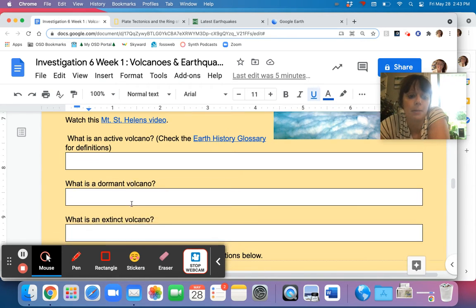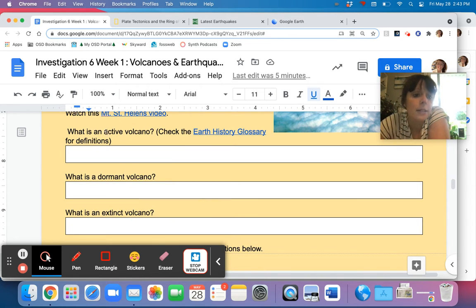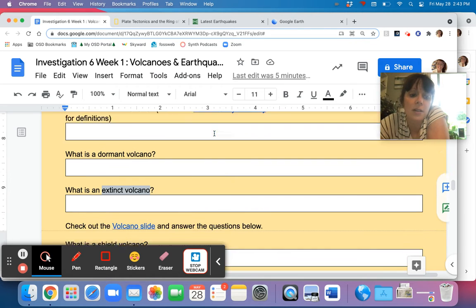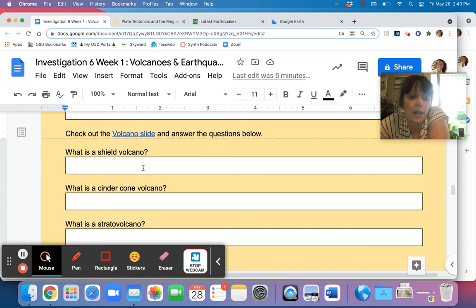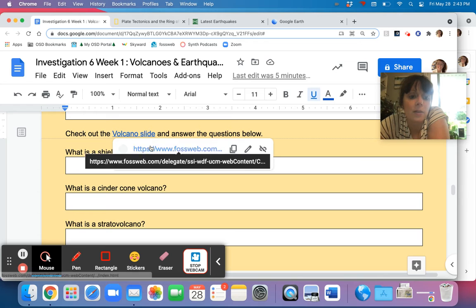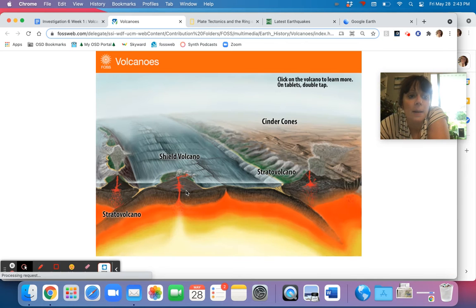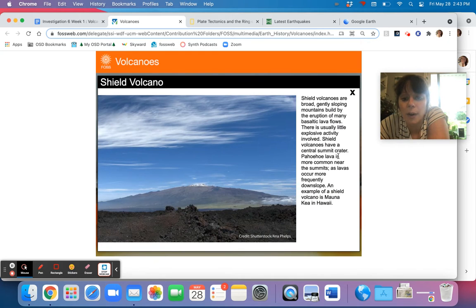And then for the next 3 definitions, it's different types of volcanoes. So what you'll do is, if you know, you could write what you know about these 3 types: active, dormant, and extinct. Or you could use the Earth History Glossary to fill in the definitions. And then for these types of volcanoes, you're going to use the volcano slide to fill in those. So shield volcano, and if you click on it, it gives you more info.